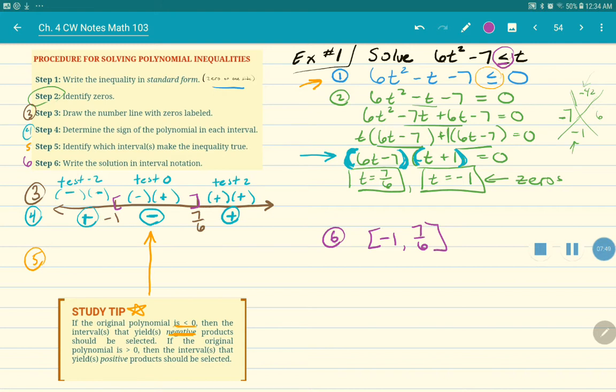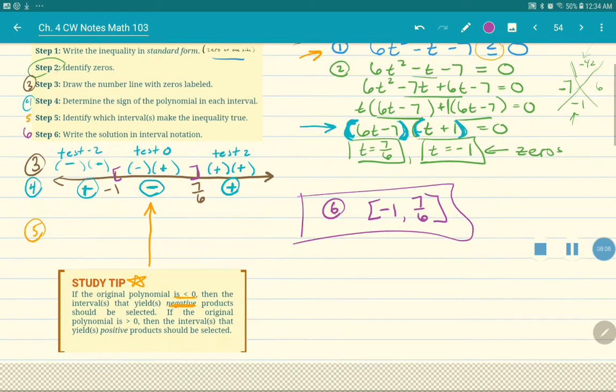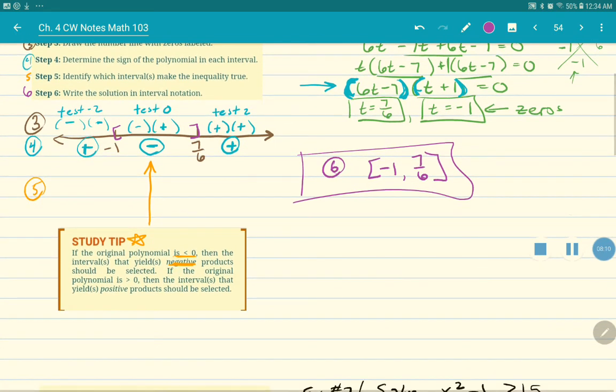So remember, to solve an inequality, I'm looking for all the places, or the interval, that it's true. So it's true on the interval of negative 1 to 7/6 inclusive. That's my answer for that one. So let's try another example.